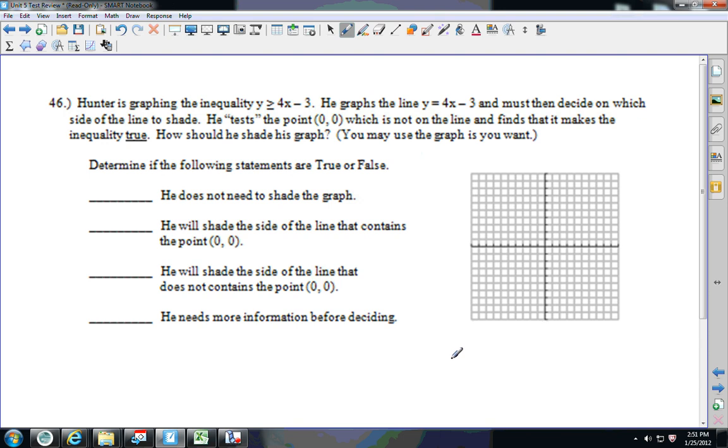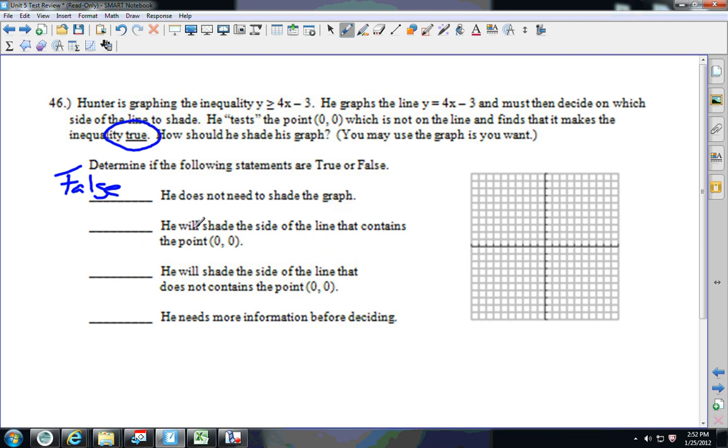Here's number 45 or 46. Okay, well when Hunter graphs his inequality, he uses a test point of 0, 0 and finds out that it's not on the line and it makes the inequality true. Well, which of the following statements are true or false? It says he does not need to shade a graph. Oh, that is so false. Because whenever you have an inequality, you have to shade either the top or the bottom.